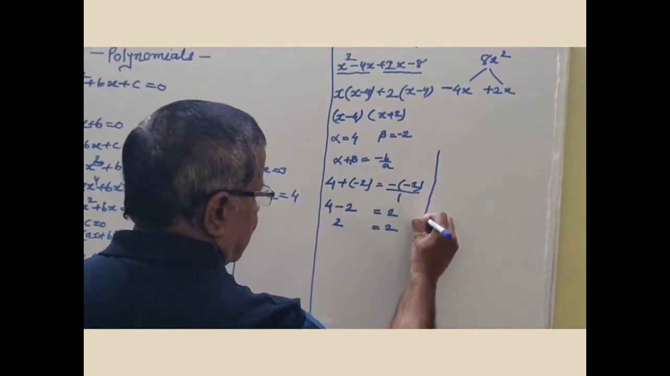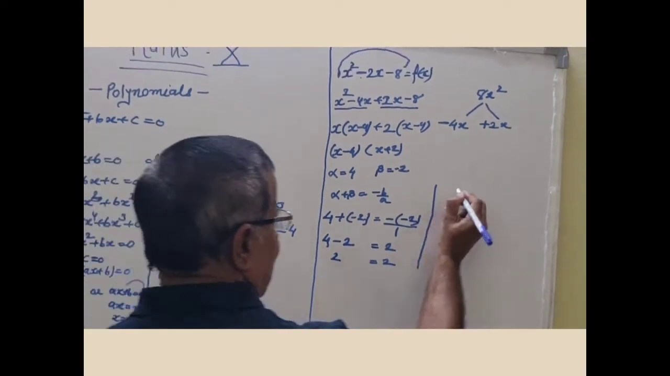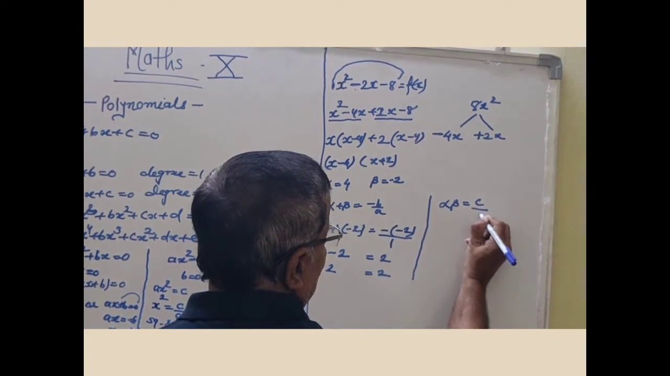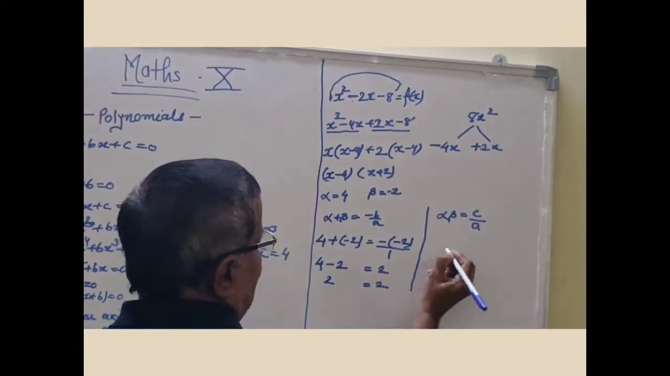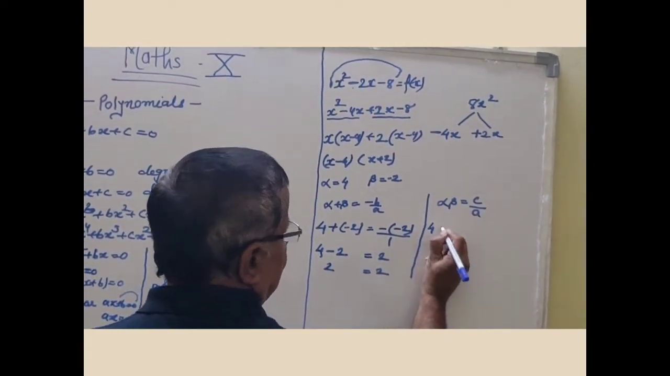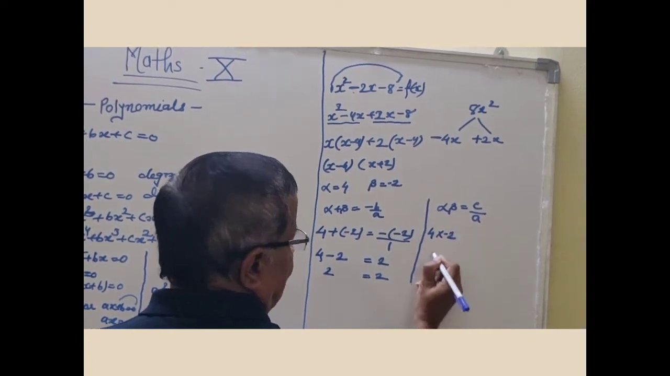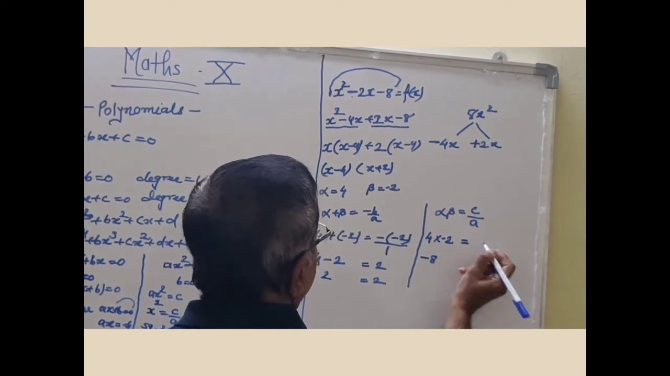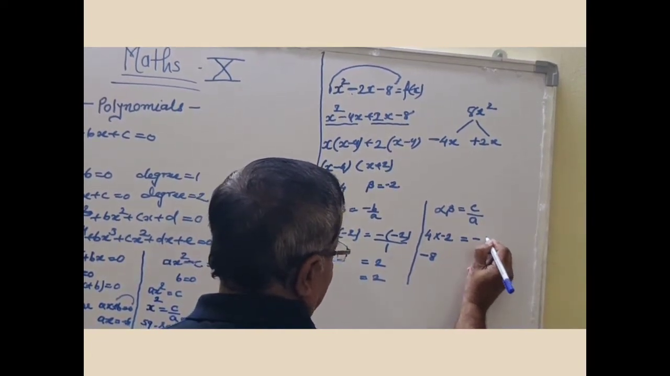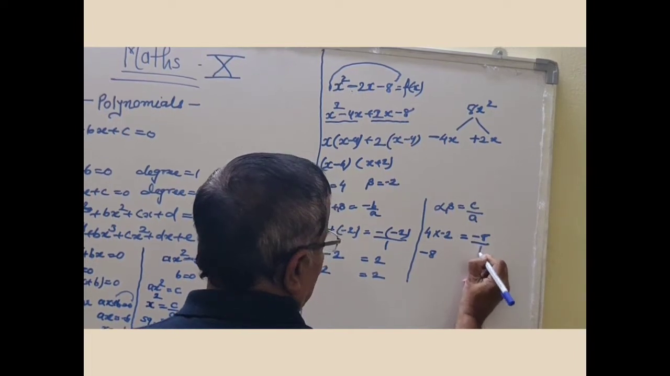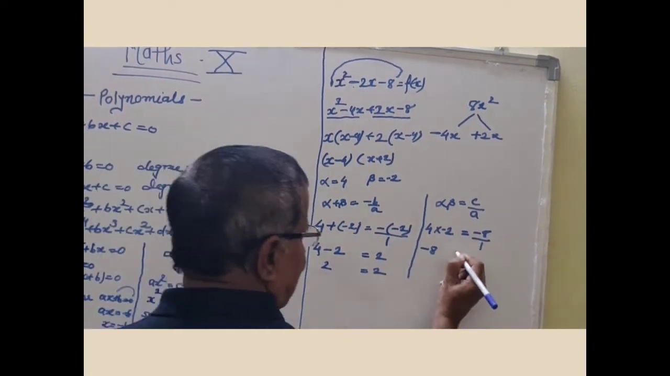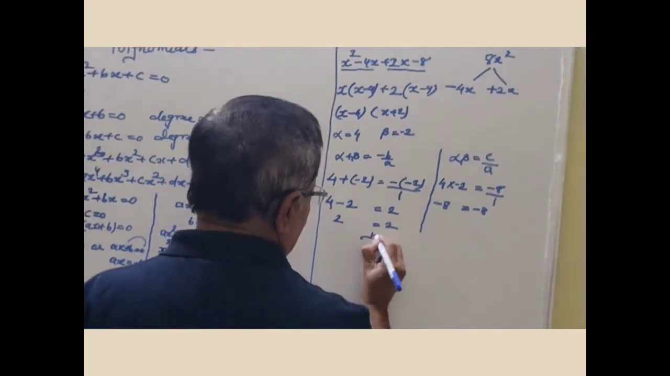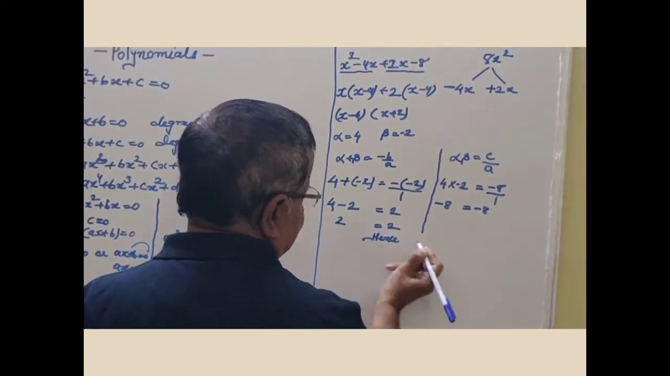second one, product is equal to alpha into beta is equal to c upon a. Okay. Alpha is 4, beta is minus 2. The answer will come to be minus 8. Then what is the value of c? It is minus 8. And what is the value of a? It is 1. Again my LHS is equal to RHS. Hence the relation is verified.